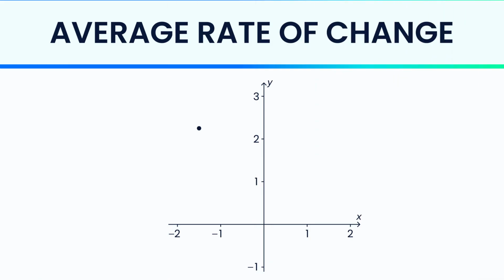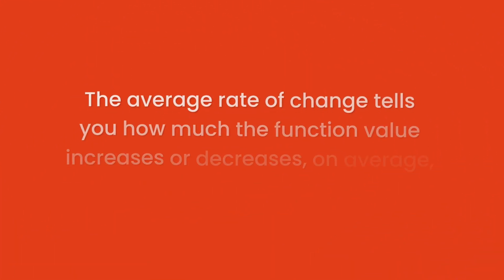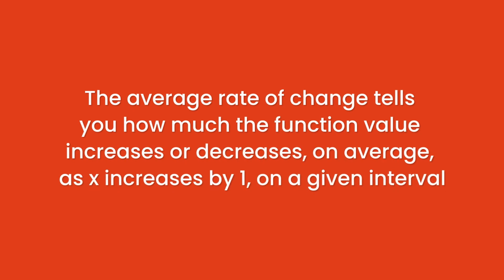The average rate of change could be negative if the function value decreases over the interval, or it could also be 0, which would indicate that the function increases just as much as it decreases on the interval. The average rate of change tells you how much the function value increases or decreases, on average, as x increases by 1 on a given interval.